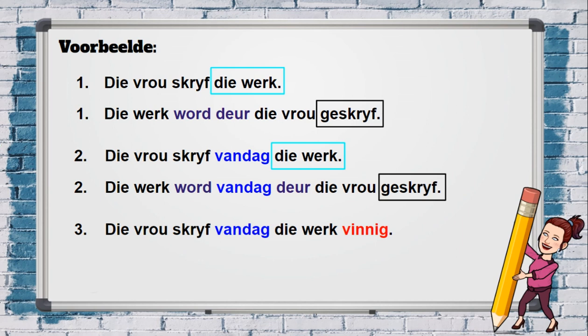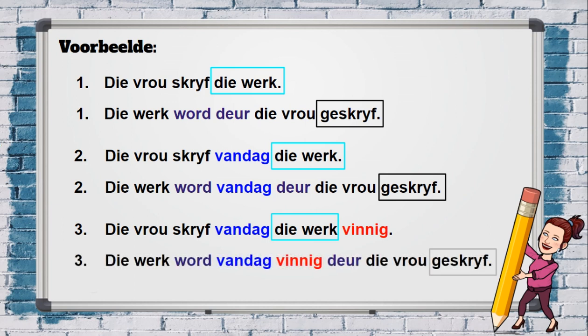Okay, now we find the object. Die werk. Now remember the rule. Time and manner goes in between word and deur. So die werk word vandag vinnig deur die vrou geskryf. See, it's not that complicated. So time and manner in between word and deur.